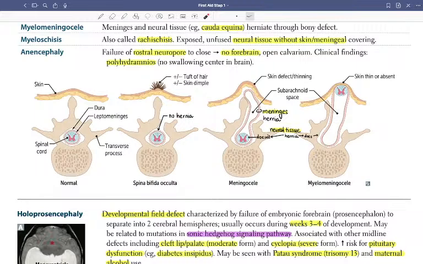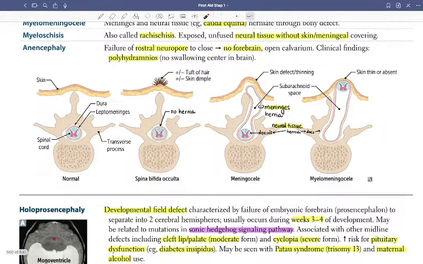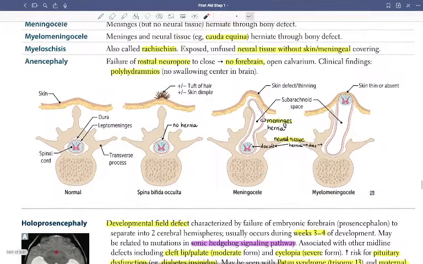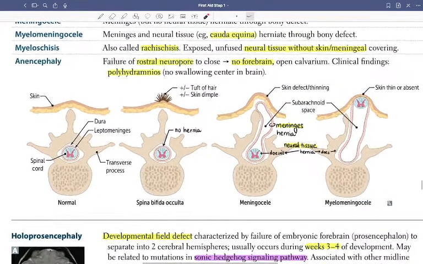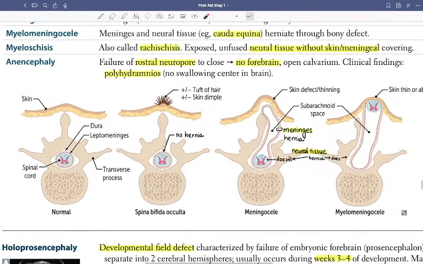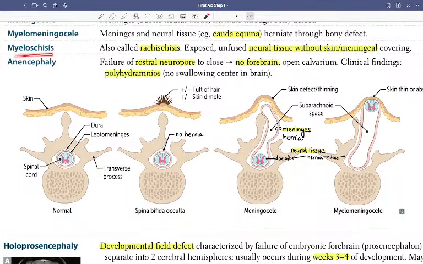Next is myeloschisis, also called rachischisis. Pardon my pronunciation. Myeloschisis, or rachischisis, whatever you want to call it, is an exposed unfused neural tube without skin and meningeal covering. So rachischisis is unfused neural tissue without skin or meningeal covering.